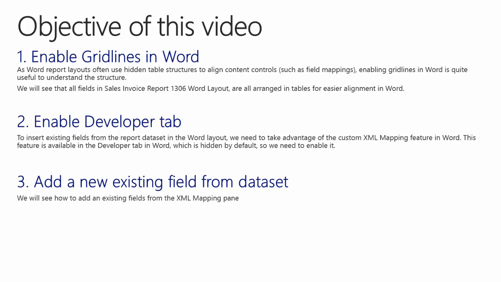As Word layouts often use hidden table structures to align content controls, such as field mappings, enabling grid lines in Word is quite useful to understand the structure. We will see that all fields in the Sales Invoice Report 1306 Word layout are arranged in tables for easy alignment in Word. To insert existing fields from the report dataset in Word layout, we need to take advantage of the custom XML mapping feature in Word. This feature is available in the Developer tab in Word, which is hidden by default, so we need to enable it. We will see how to add fields from the XML mapping pane.